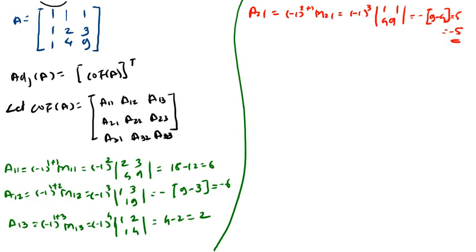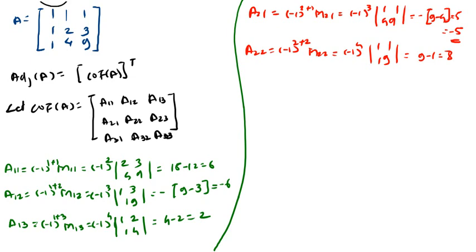Now the next is to find the element A22, which is minus 1 raised to 2 plus 2 into M22, which is minus 1 raised to 4 into the determinant M22, that is the minor of the element A22. Hide this row and this column. What remains is 1 1, 1 9. Minus 1 raised to 4 is 1, so it will be 9 minus 1, which is 8.